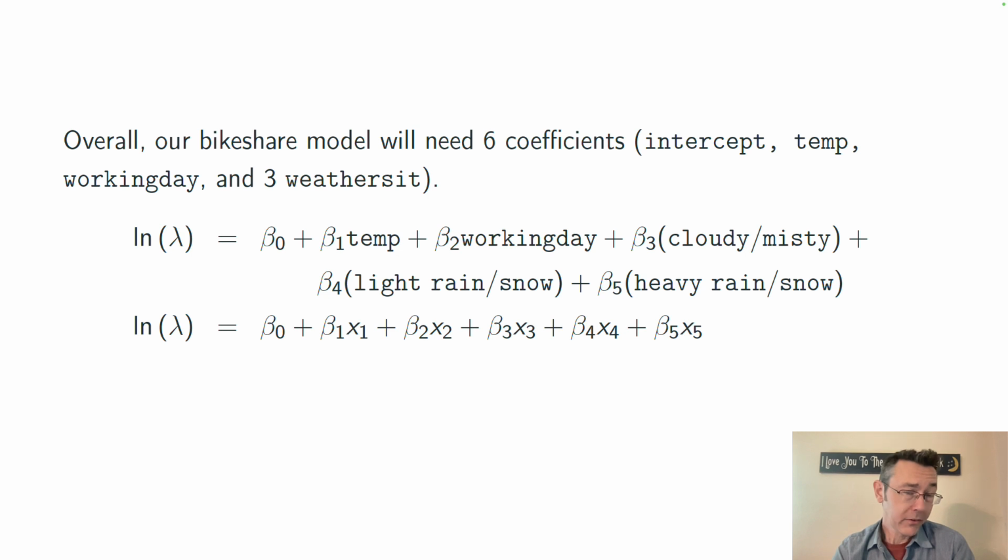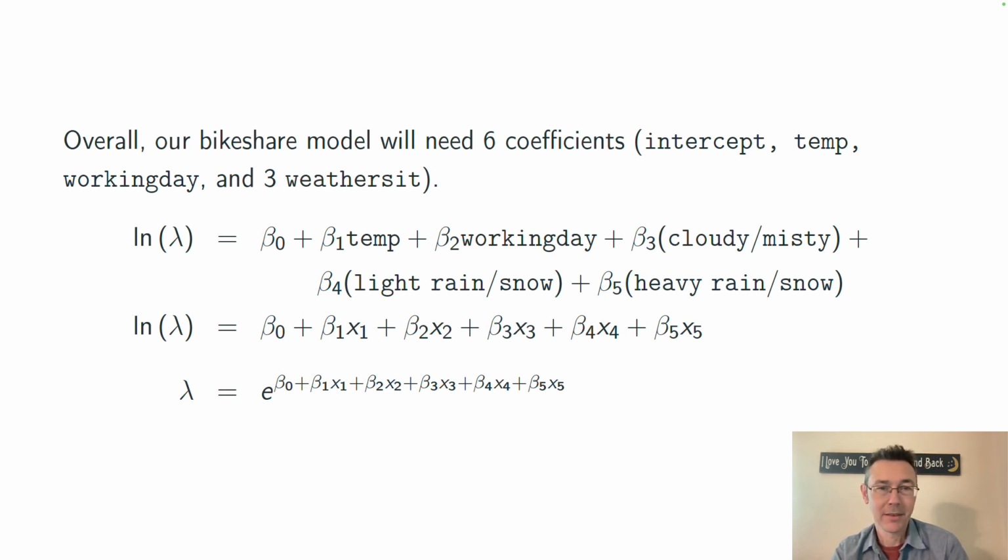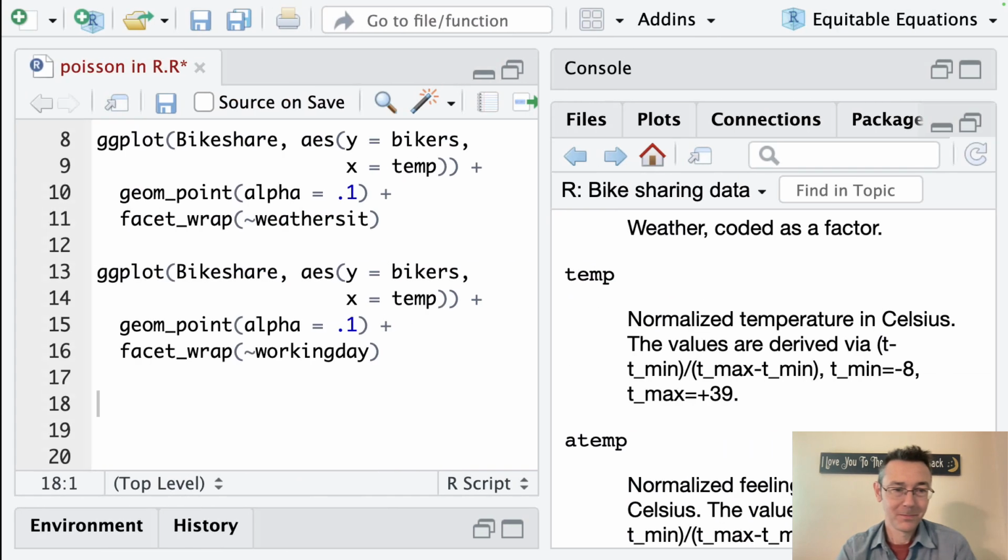One other thing that's worth saying here is that natural log is invertible. So if we'd like, we can write our model like this. Lambda equals e to this linear model that we have here, the beta naught plus beta 1 x1, etc. All right, let's swipe back to R and actually fit this.